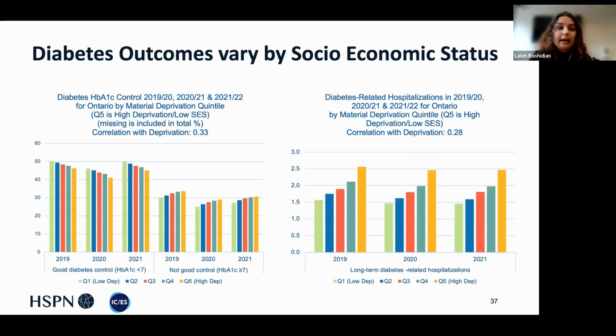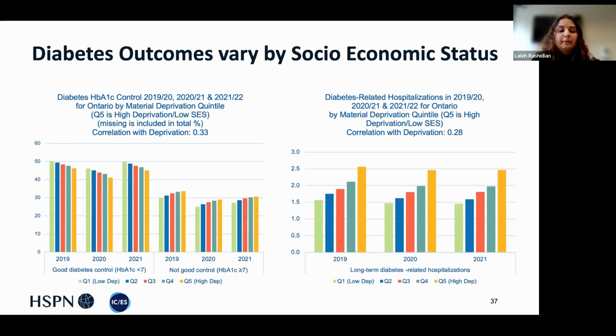Here we're looking at our two diabetes outcome measures. So we had the proportion of patients with good control and poor control, and patients that have diabetes-related long-term hospitalizations related to long-term diabetes complications, such as amputations, blindness, etc. So if we start off with diabetes control on the left, we can see, first of all, the thing that comes to mind is that here we have that gradient.